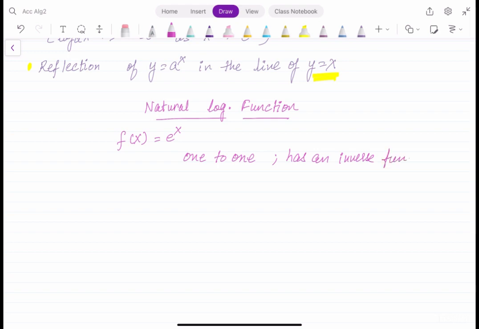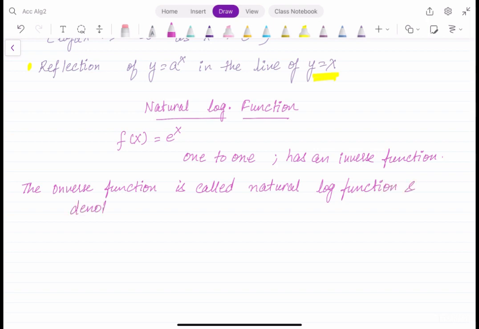What is the inverse of f of x is equal to e to the power of x? So there comes the log function with the base e. So the inverse of the function is called natural log, because I can write the e to the power of x function in terms of log. And if you write in terms of log, log base e will come into the picture.